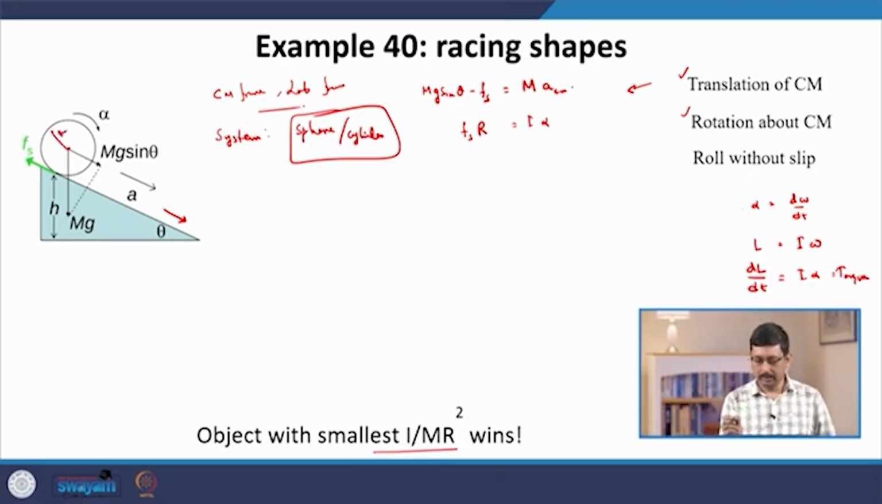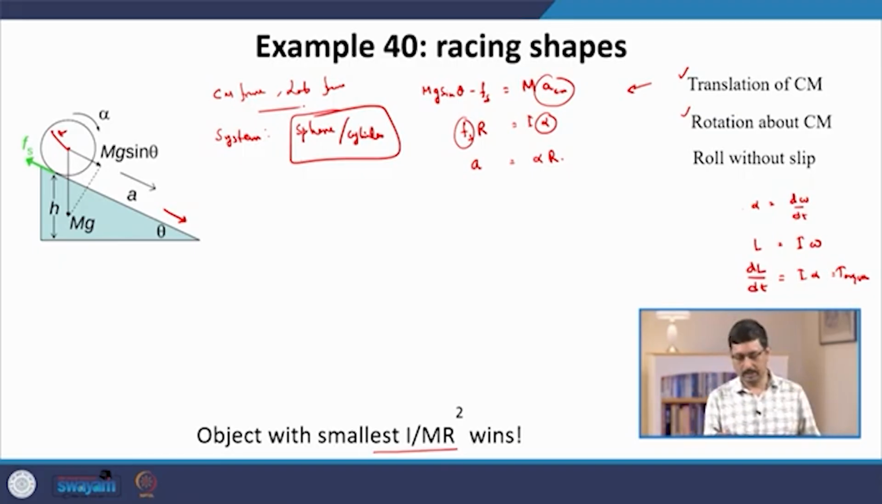Now you have three variables: a, Fs and alpha. We need one more equation, and that is the condition of rolling without slipping, which is that a is equal to alpha times r. Now we have three equations in three unknowns, so we can solve them. Our quantity of interest is the acceleration of the center of mass down the inclined plane, so we are going to calculate a.